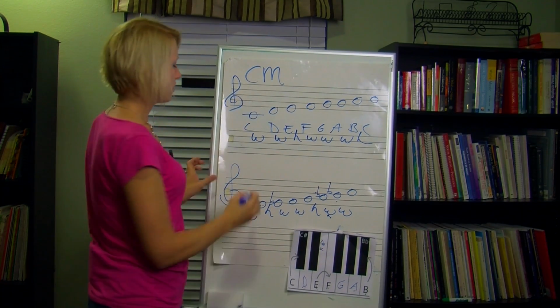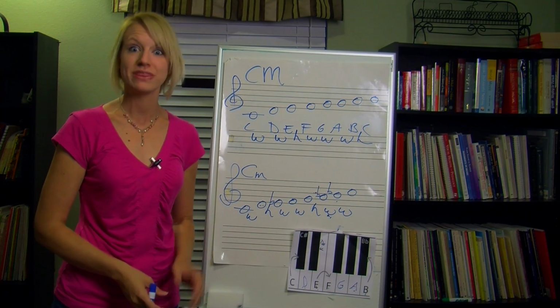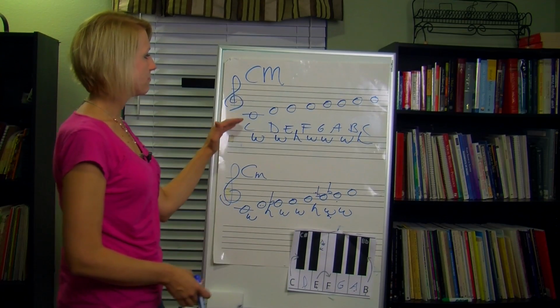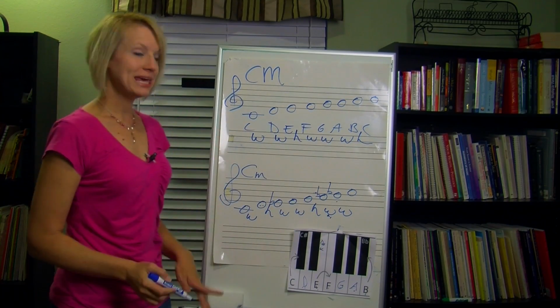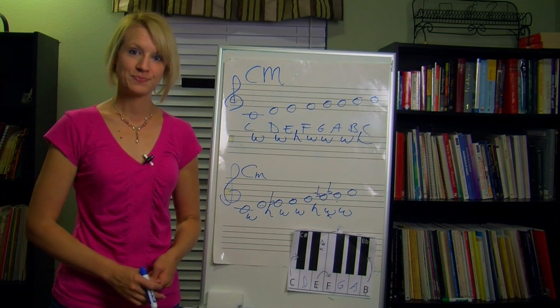So this shows you the difference between C major, and a lot of times you're going to see major written with a capital letter, and C minor. Minor is often shown with a lowercase m. So the difference would be C major is all white keys, C minor, that third, sixth, and seventh is lowered.